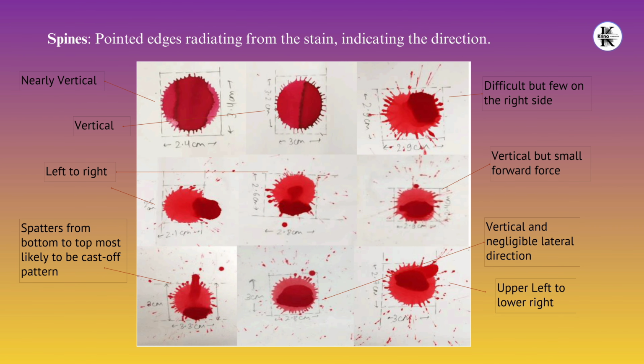Now let us talk about spines. Spines are pointed edges that radiate outward from a bloodstain. They help to indicate the direction of travel of blood. For example, elongated spines indicate movement from left to right or top to bottom. Nearly circular stains indicate a near vertical impact. Spatters from bottom to top are often associated with cast-off patterns. Understanding spines helps in determining directionality and force.